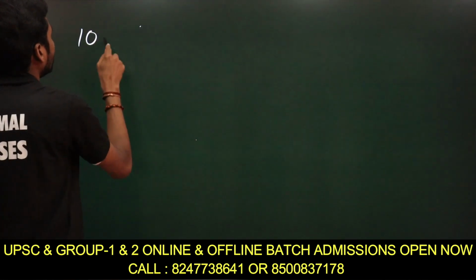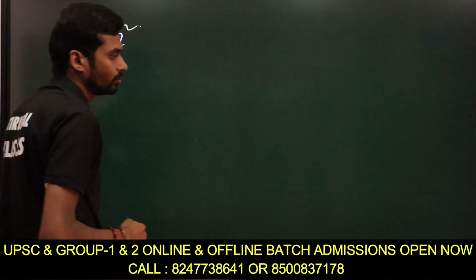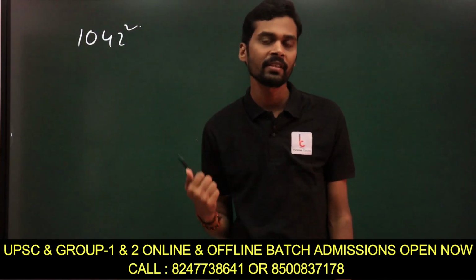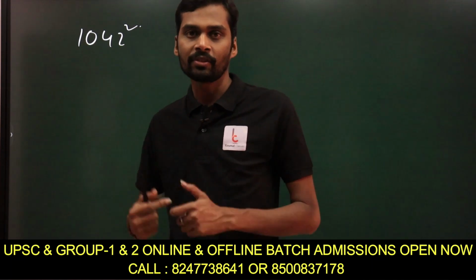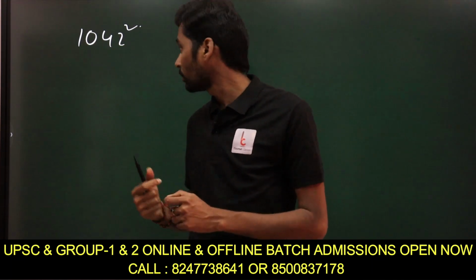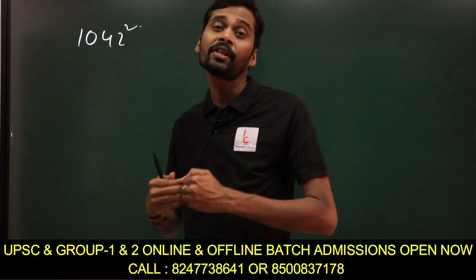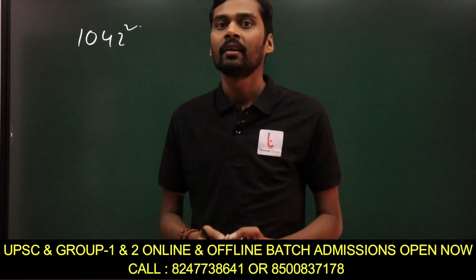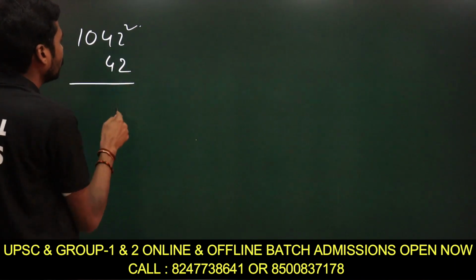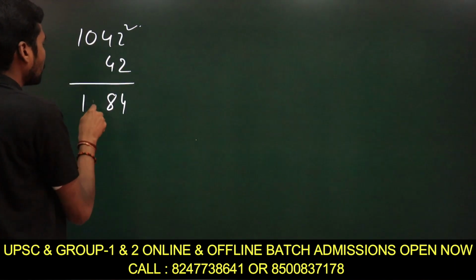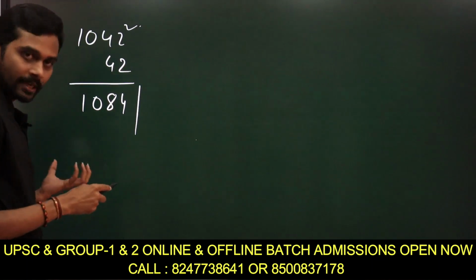Let's take 1042 square. Again, this number is nearer to which number? 1000. And immediately you must do it like this. 1042 is how much more than 1000? Yes, it is 42 more than 1000. So you add plus 42, and this becomes 1084. This is our left side part.